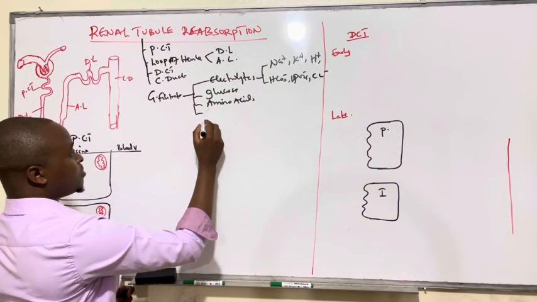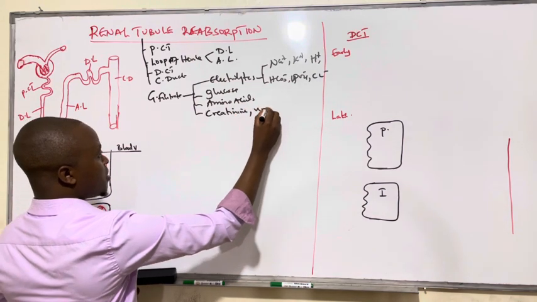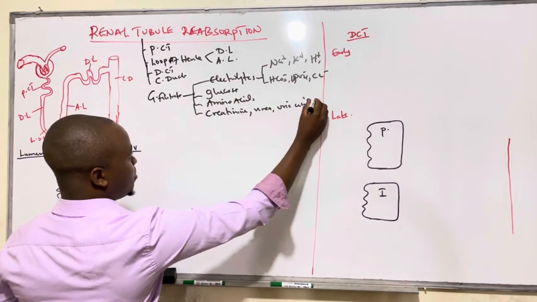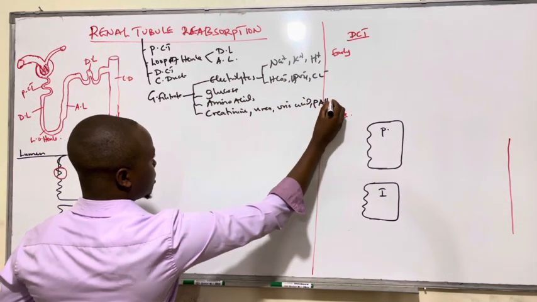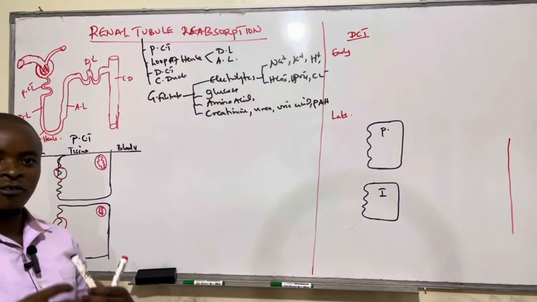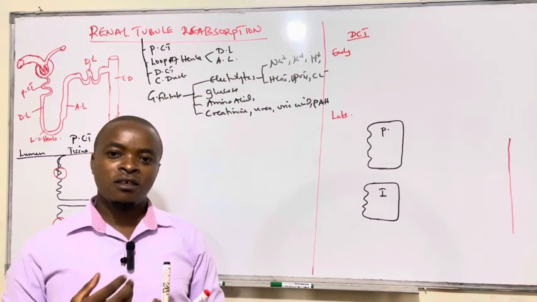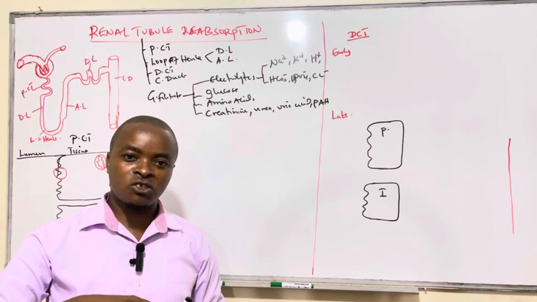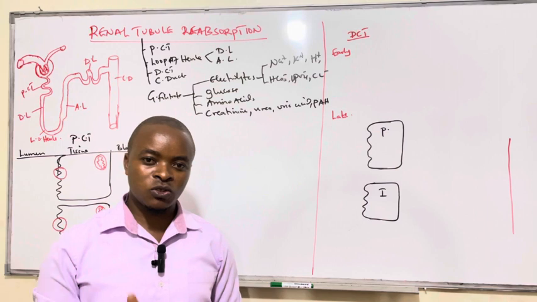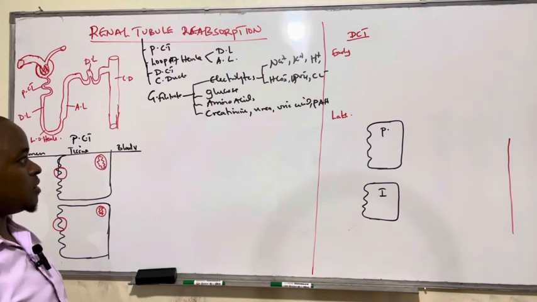We saw substances like creatinine, waste products of metabolism like creatinine, urea, uric acid, and even para-aminohippuric acid, all being part of the glomerular filtrate. Because they are smaller in size, they were filtered across the filtration barrier. Then we saw plasma proteins and blood cells not being filtered, so we don't expect to find them in the filtrate.